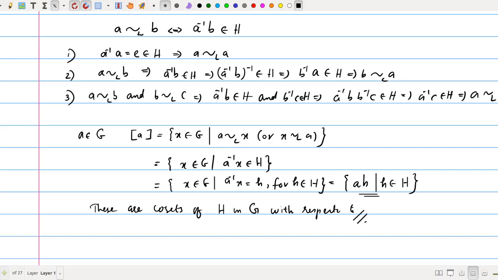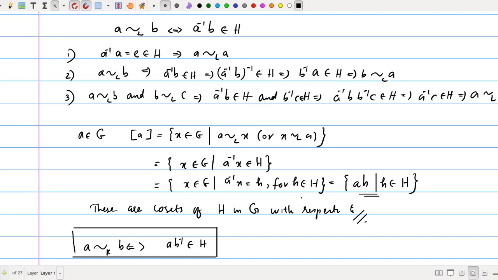In a similar fashion, you can define another relation, denoted by this symbol: A is related to B if and only if A B inverse belongs to H. This is also an equivalence relation. So you can repeat this process, then you get the cosets again. So those cosets are called right cosets. In fact, the earlier cosets are called left cosets. Left cosets are obtained by operating the element A to the left of every element of H.